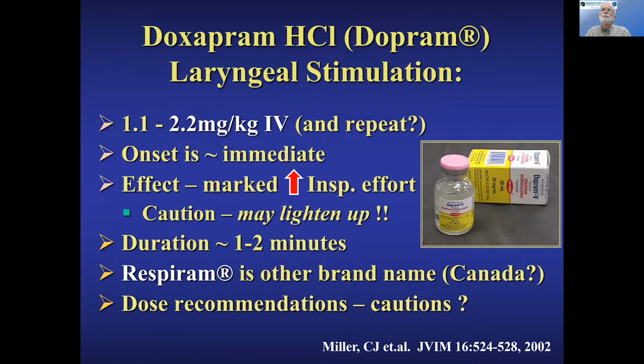Dopram, doxapram is the generic. I use one per pound. So I use 2.2 mg per kg, one per pound really. And you can go lower, many people do. Regardless, if you give a lower dose, and you don't see a good response, then repeat the dose. And you can do that within a few minutes. At 2.2, you're very unlikely to need to do that, but on occasion I've had to. The onset is pretty much immediate. The effect is showing a marked increase in inspiratory effort.